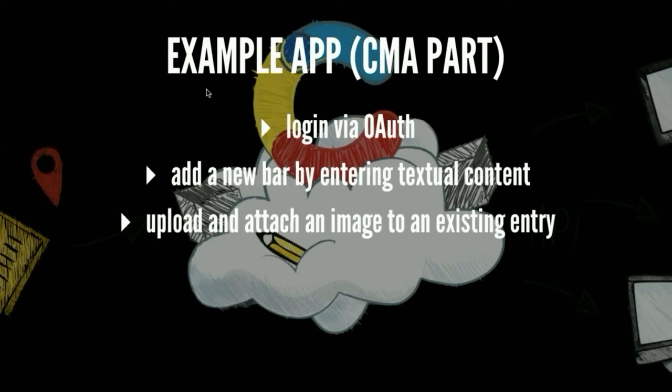Quickly back to the slides to see what we want to cover. We want to log in via OAuth because we want to have different users, of course, for our application. We want to add a new bar by entering textual content, and we want to upload and attach an image to an existing entry.